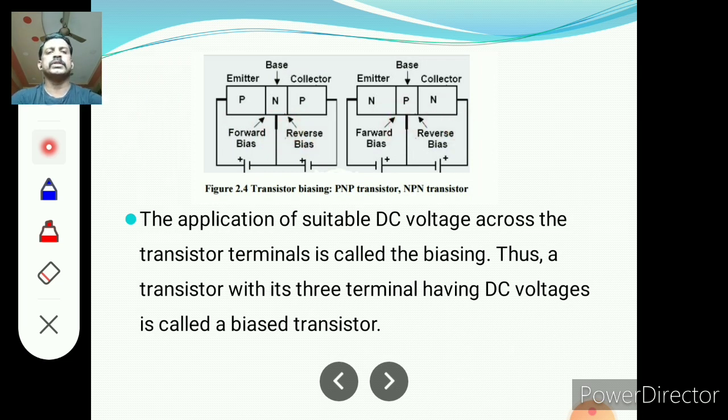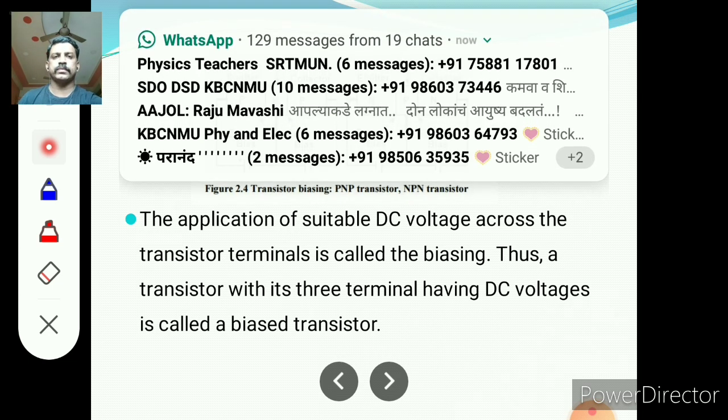For a PNP transistor, the emitter is connected to the positive terminal and the collector is connected to the negative terminal, so the first portion is in forward bias and the second portion is in reverse bias. For an NPN transistor, the emitter is connected to the negative terminal and the collector is connected to the positive terminal. So here also the first portion is forward biased and the second portion is reverse biased.